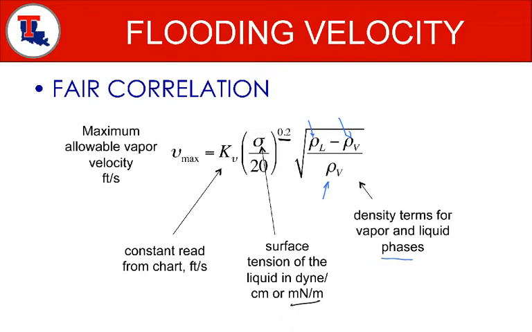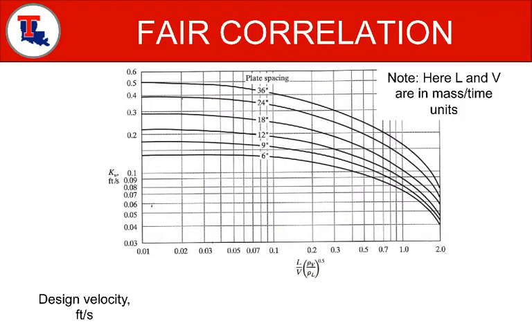Now the next thing, let's say for a given system, let's say benzene toluene, you want to figure out the maximum allowable vapor velocity. Well, here you would know the surface tension for that system. You can calculate that based on NIST Chemistry WebBook data, or you can go into the lab and measure it. You'll know the density of the liquid and the vapor. The only thing that we don't know is this constant read from the chart. So what is this constant read from? Let's look at that chart.